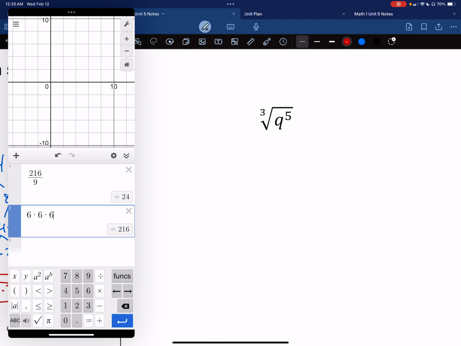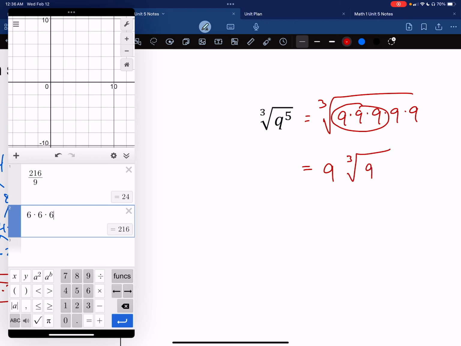All right, this one's a little simpler. We're just looking at variables. Just because they're letters doesn't change anything. I can rewrite this as the cube root of q times 2, 3, 4, 5. I'm just looking for triplets. I'm going to have 1 triplet with 2 left over. So this is going to say q times the cube root of q squared. I know those look like 9s here. Sorry, let's fix that. We can't pull any more q's out, so that's our final answer for that one.